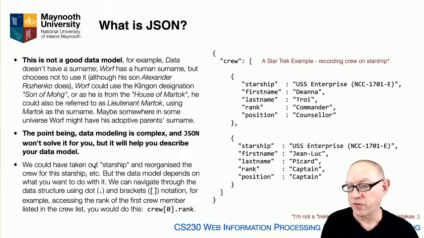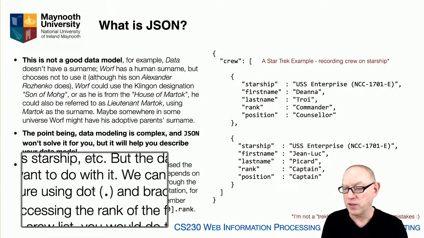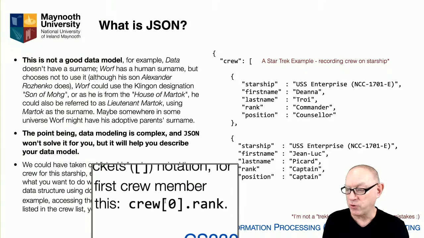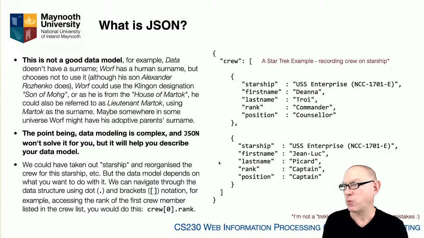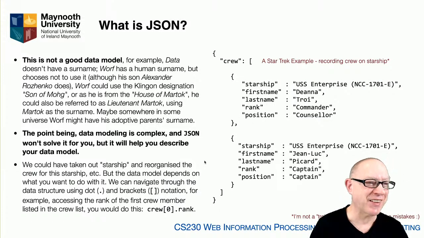So we could have, for example, this model here, we could have taken out Starship and reorganized the crews for individual starships, but the data model depends on what you want to do with it. What's important, I guess, is that we can use this dot notation to navigate through the structure and the bracket notation. So I could say something like, give me crew0.rank, and that would give me Commander, okay? And you could figure out that for yourself as a little exercise, okay?